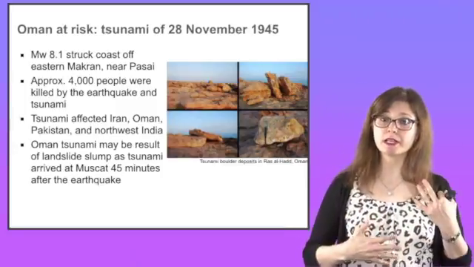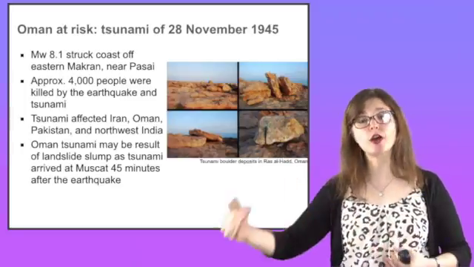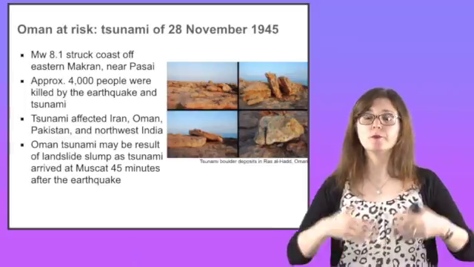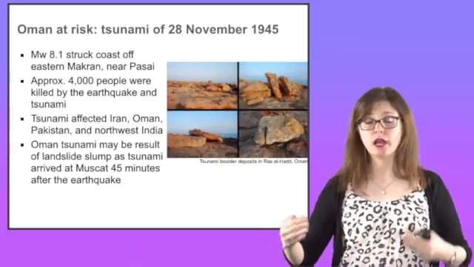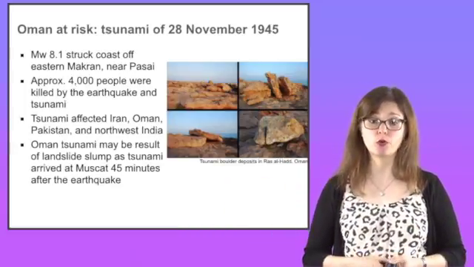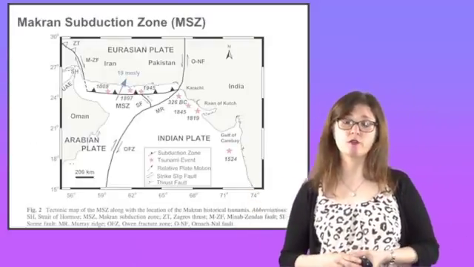There is some debate as to whether the tsunami was generated by the earthquake or whether the earthquake created a landslide that then created the tsunami, because essentially it took about 45 minutes to reach Oman. And we'll see how actually, if it was just an earthquake, that could have been much quicker. So let's look at the tectonic environment of Oman.